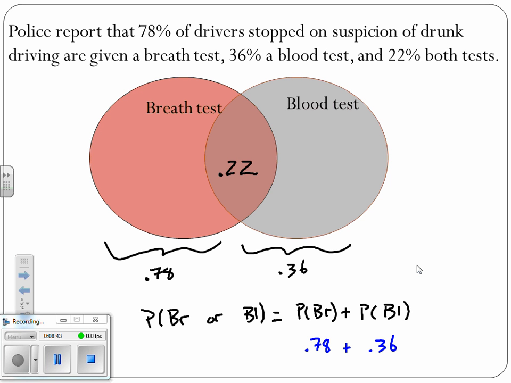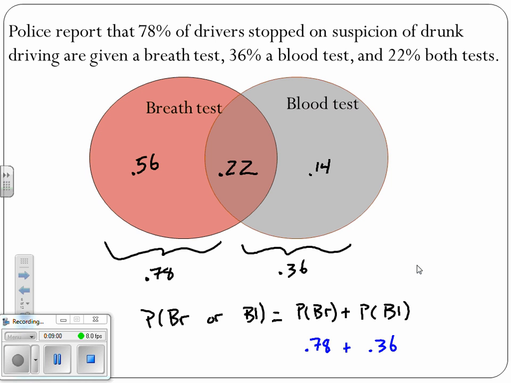So what we need to do is go ahead and fill in the rest of my table here. So if 22% are given both, that means that 56% are just given a breath test, and 14% are just given a blood test.